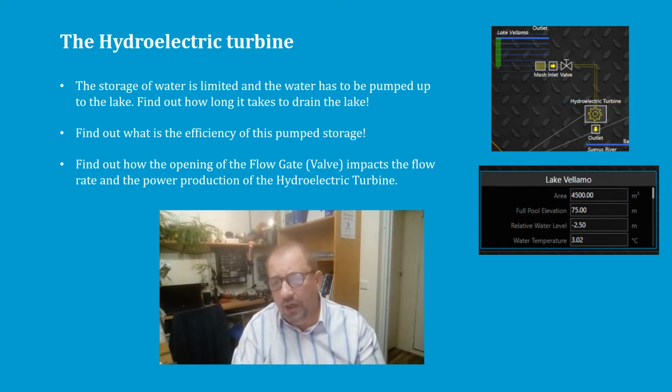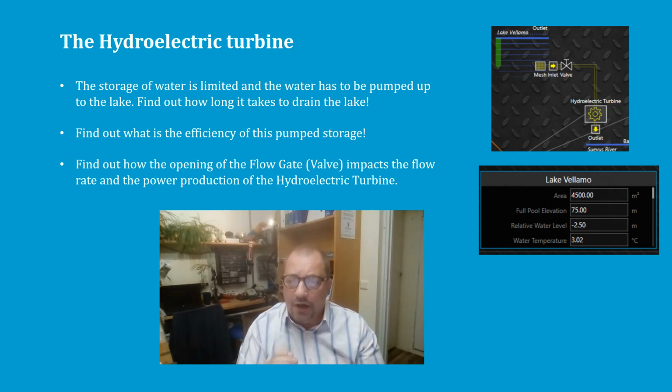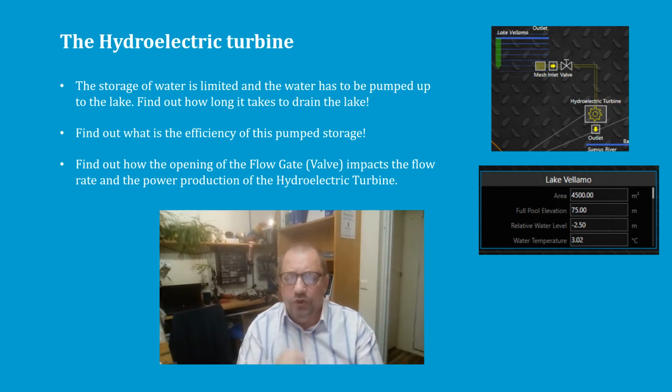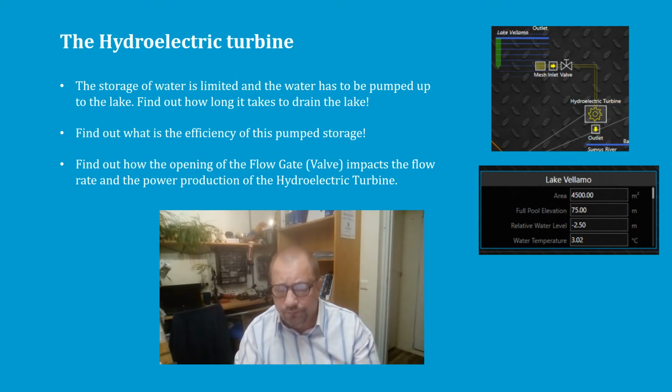The hydroelectric turbine is the energy producing part of the pumped storage system. It should be noticed that the power output from the hydroelectric turbine is controlled by the flow gate, which works as a valve, meaning 100% open gives maximum water flow and power output. Please note that the flow gate could also be less opened than 100%, leading to a lower water flow and power output. All the water flowing through the hydroelectric turbine must first be pumped from the river up to the lake. Please test how fast the lake will drain when keeping the flow gate open.